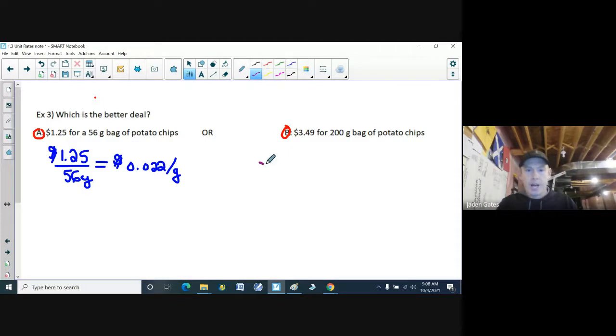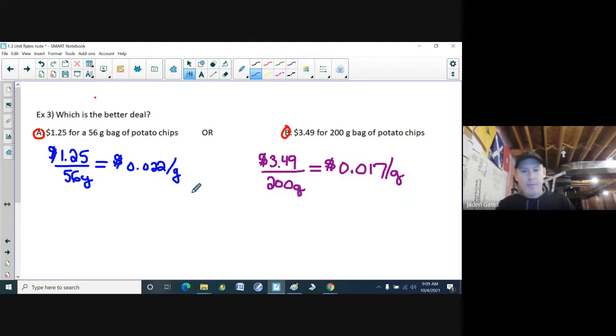I've got to find the same unit. So I've got my money on the top here, my 3.49 divided by my 200 grams. All right, now let's do the math. 3.49 divided by 200, I get 0.017. And again, my units here are dollars per gram.